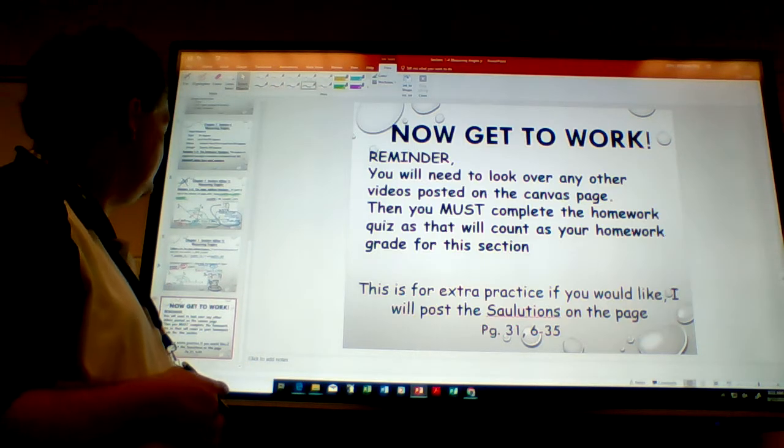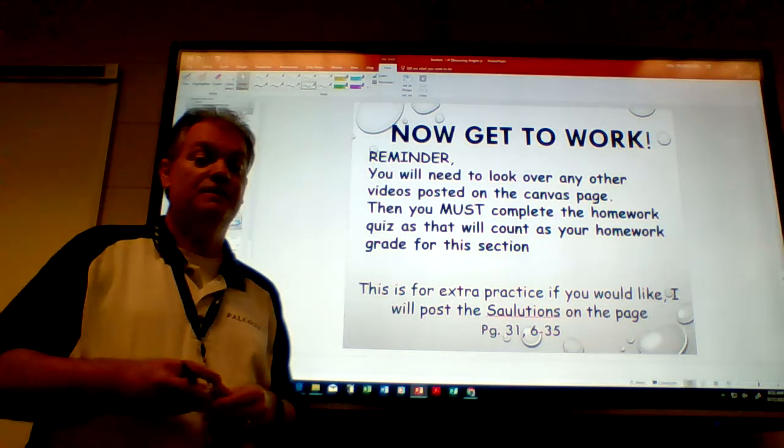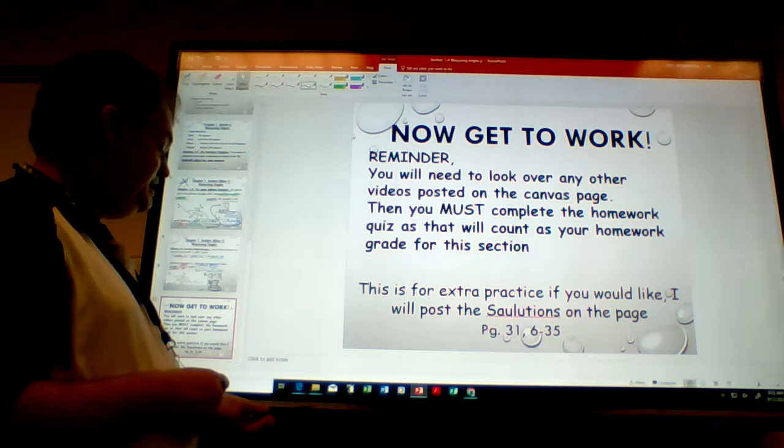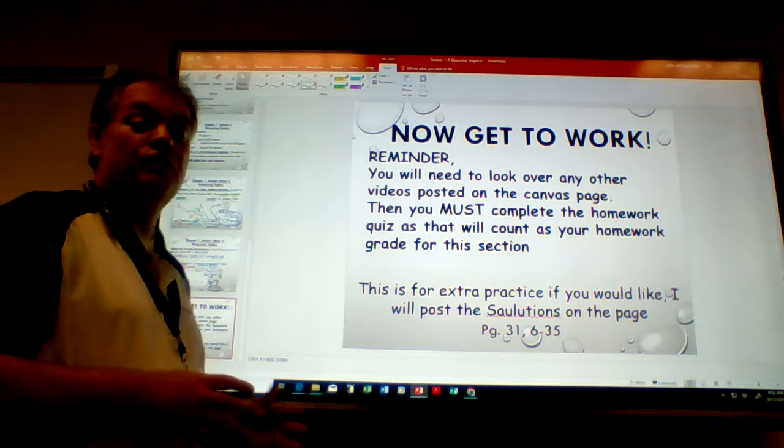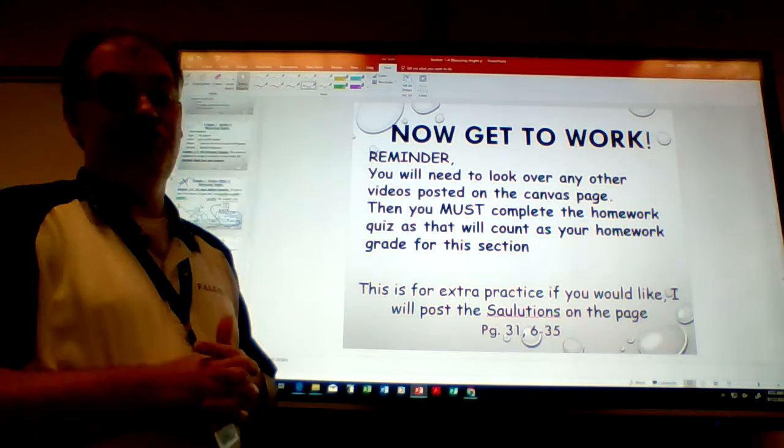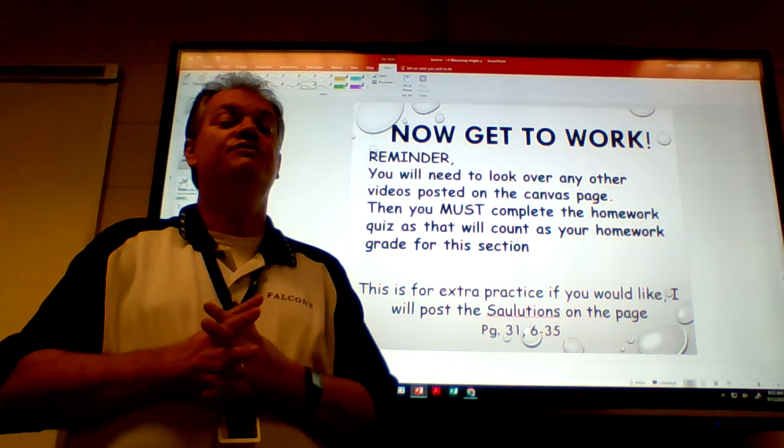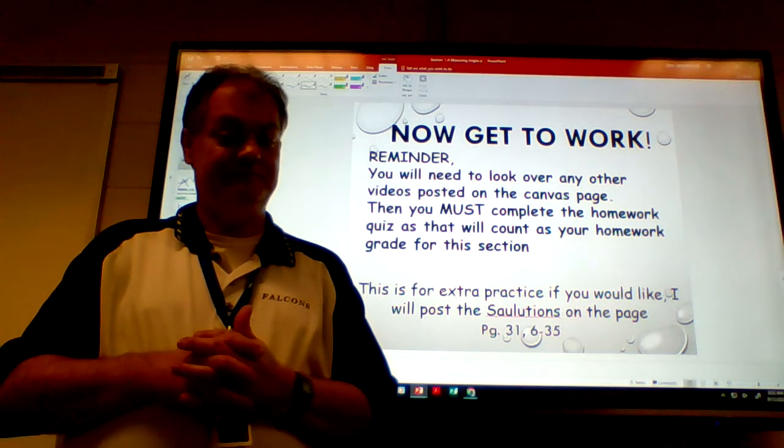Maybe a couple examples of that. So here's what you need to do. Once you're done with this, you need to get on Canvas and work homework quiz 1-4. That will be due for this coming Friday.